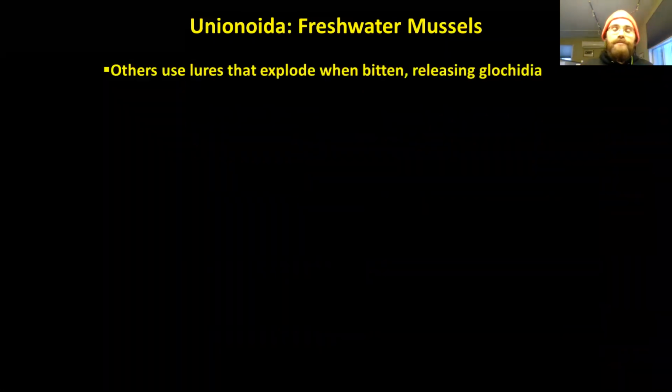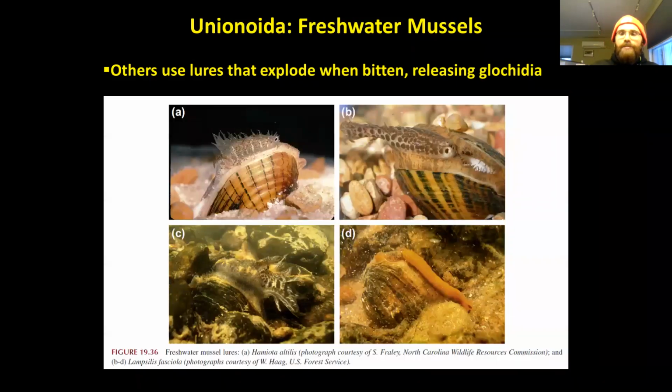Other freshwater mussels use lures that explode when they're bitten, and that releases the glochidia on the fish. Up top here, we have mussels that have lures that look like little fish. Then you've got one down here that looks like a little crayfish, and one that looks like a worm. Now, bear in mind, this animal doesn't have eyes. How did something like this evolve such a lure to be able to attract fish like that?